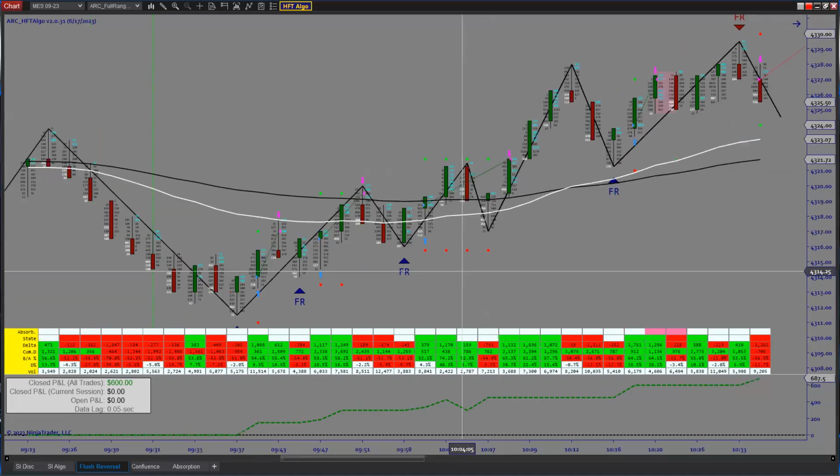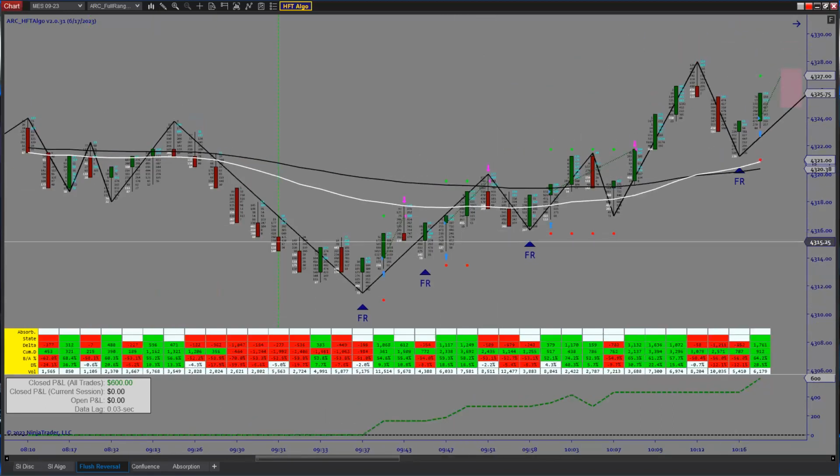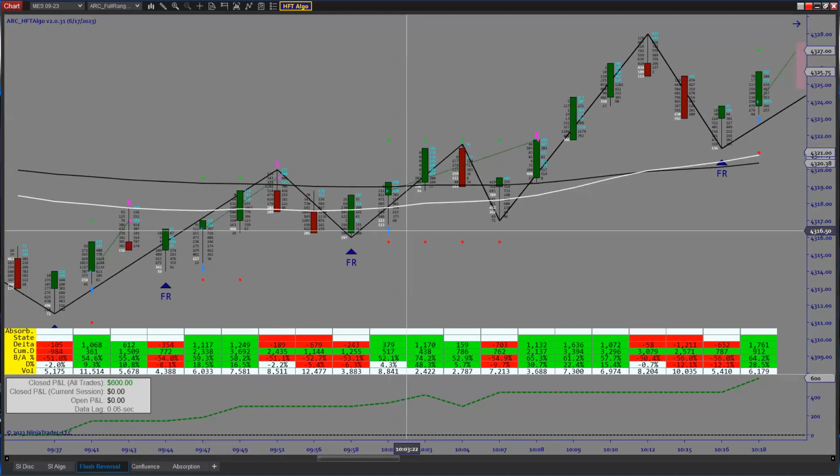Let's look at our new signals. Let's take a look at what's happening on these new signals. So this is the flush reversal. Just to recap what's happening here, let's zoom in.